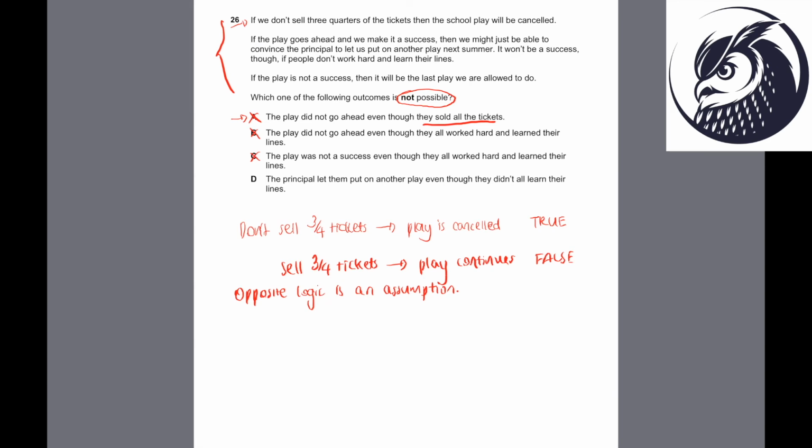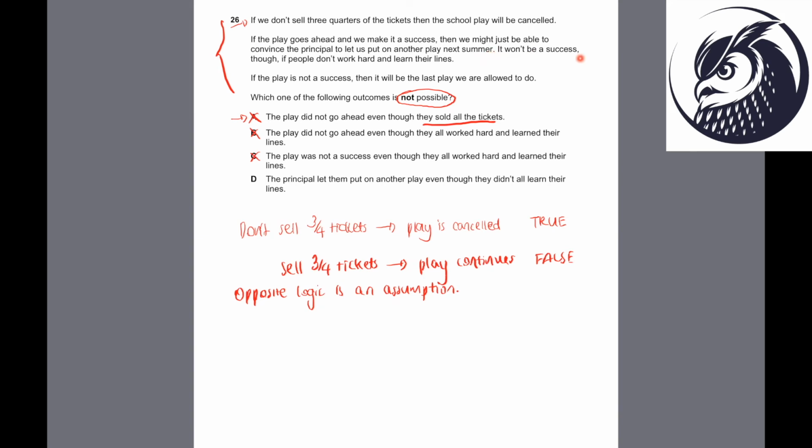So let's examine what's been told. We know that if the play goes ahead and we make it a success, then we might just be able to convince the principal to let us put on another play next summer, okay? So we know the only way that they might get another play next summer is if they make it a success, okay? All right, now let's keep on reading.